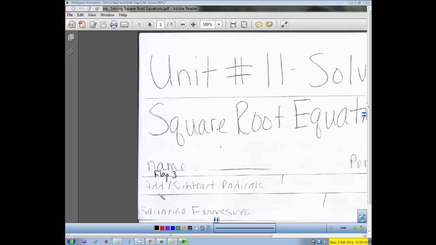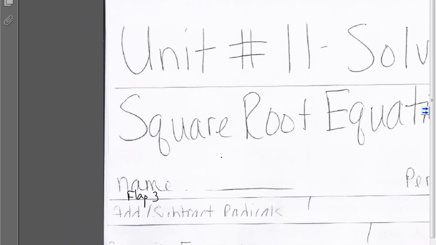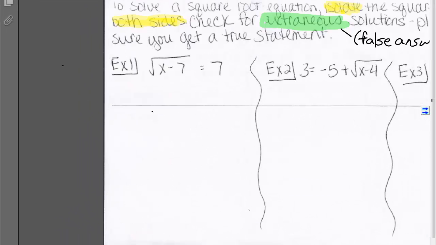We continue Unit 11, solving square root equations, with flap 3 in our foldable, covering solving square root equations. To solve a square root equation, we isolate the square root and square both sides. You have to check for extraneous solutions by plugging in your solution to see if you get a true statement. Extraneous would be a false answer.